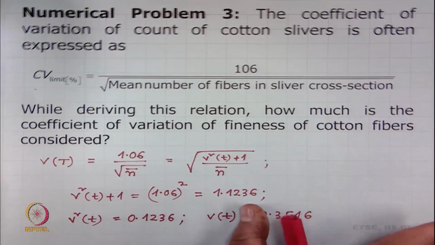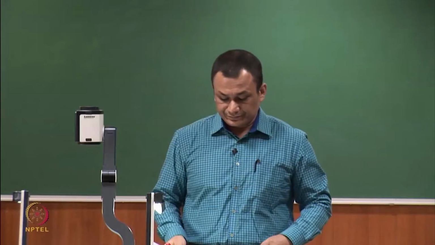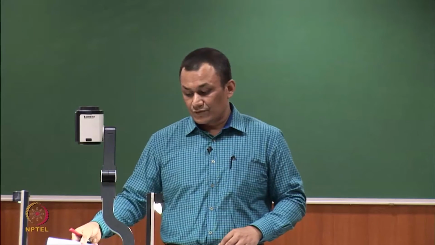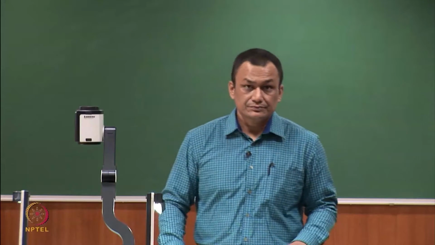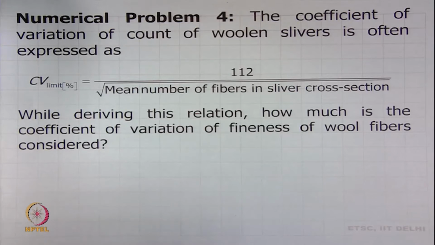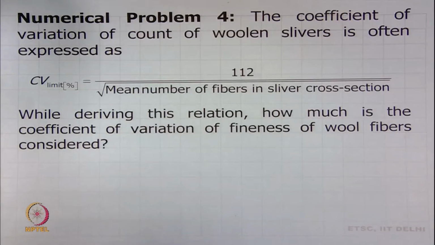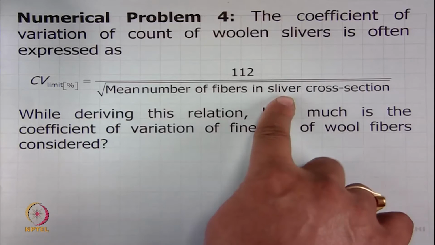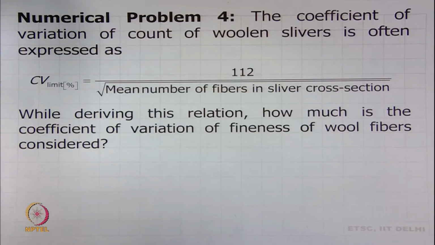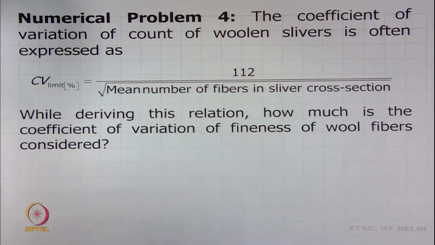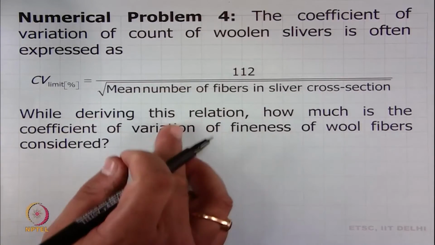Similarly, there is another problem associated with wool fiber. Based on that, problem number 4 is designed. The coefficient of variation of count of woolen slivers or woolen yarn also is often expressed as CV limit 112 root over n bar. In case of yarn, it will be yarn cross section. Then you are asked to find out the fineness of wool fiber. So, we rewrite this expression using our symbols.